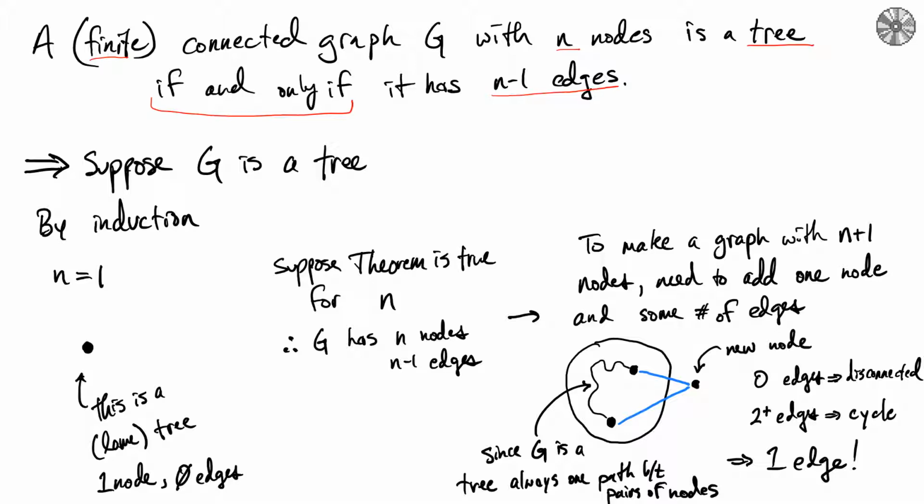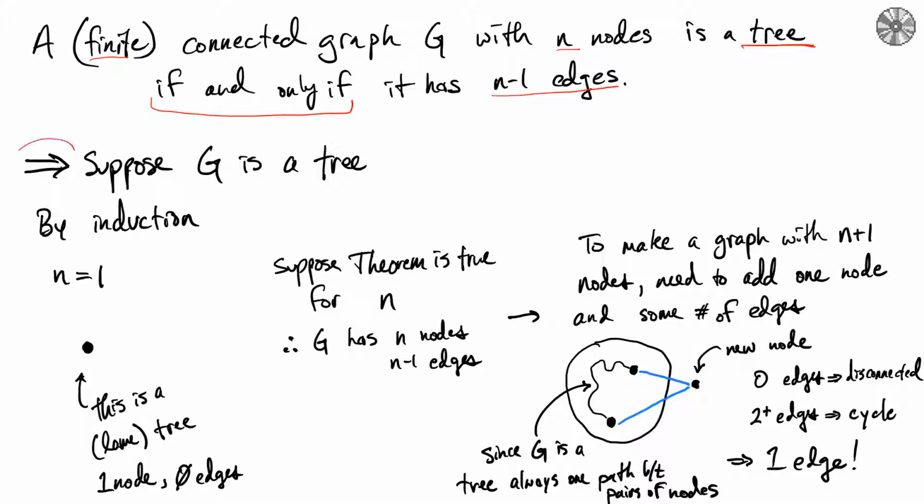When we prove an exact condition, we need to prove it in both directions. That means we suppose that it is a tree, and our job is to prove that it has n-1 edges. Then we go the other way and say, suppose it has n nodes and n-1 edges, and we need to prove that it is actually a tree. So that's going both directions.